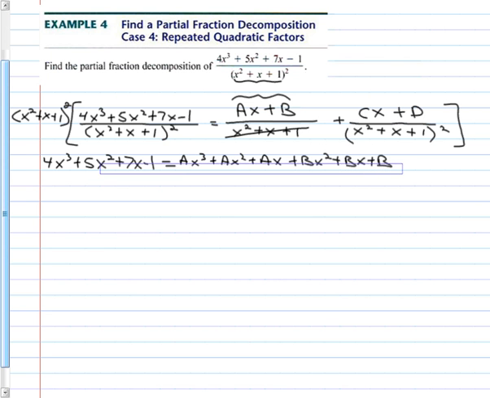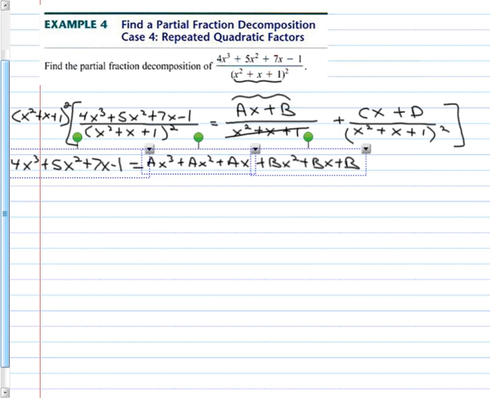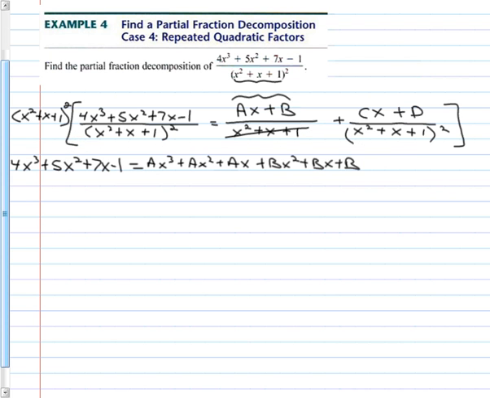And make sure you have lots of room. Now when I go to multiply here, the nice thing is everything's gone. All I have left is plus cx plus d.